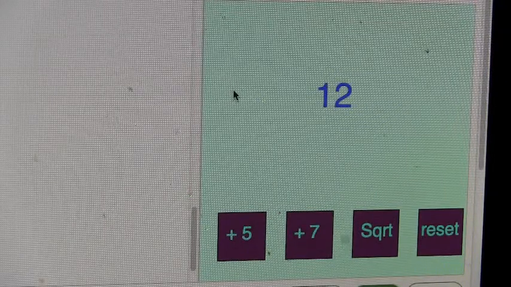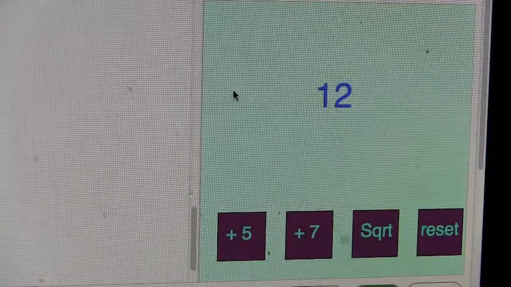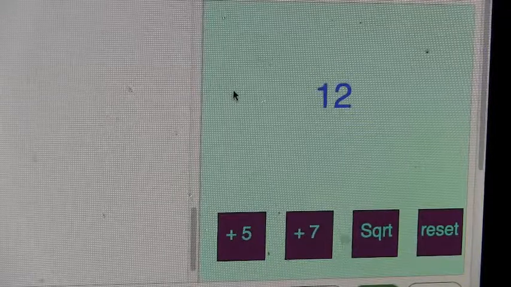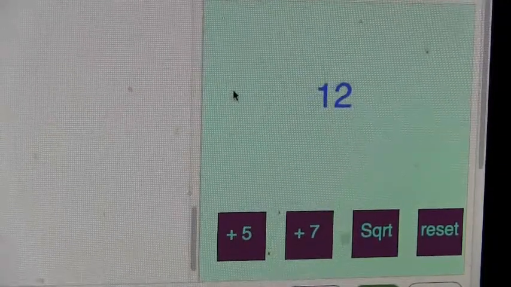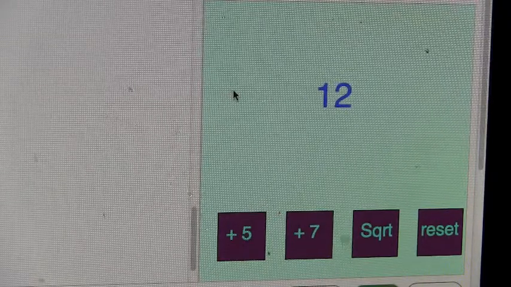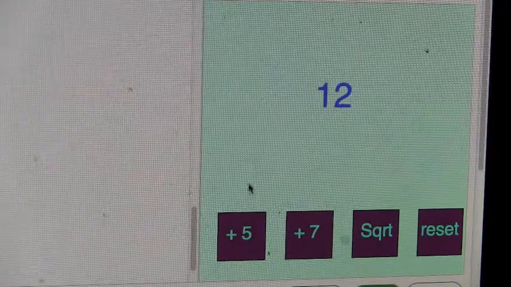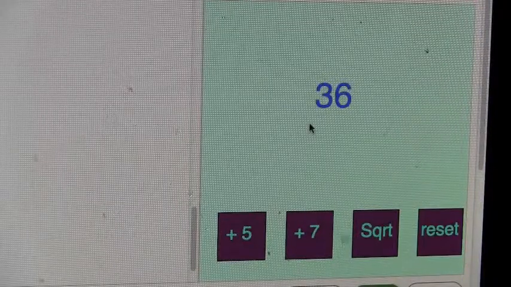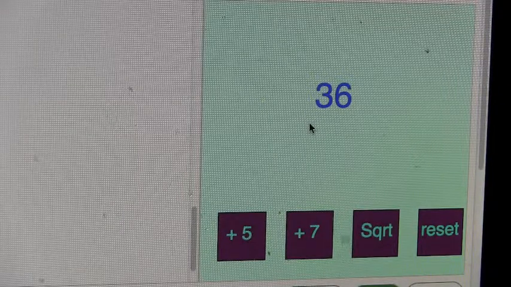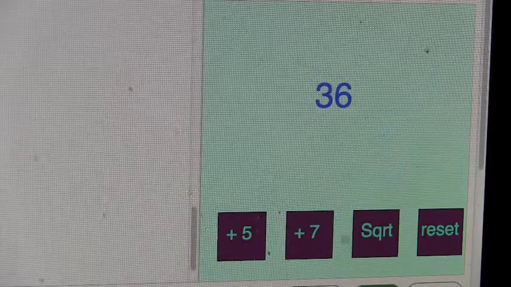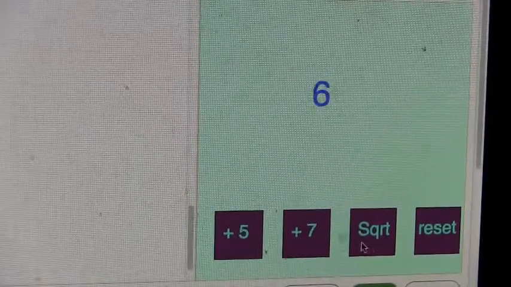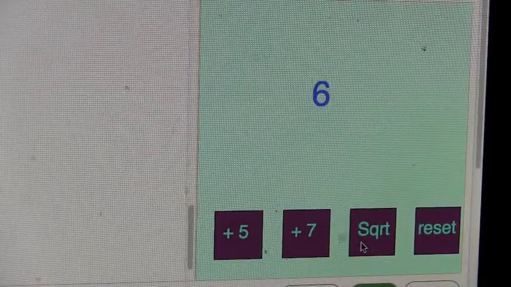Well, if we get 12 + 14, you could get to 36. How do you get to 36? Well, you get 12, and then plus 14 is 26. Then you add 10. You get to 36. Okay. Then you could take the square root of that. Take the square root, we get 6.